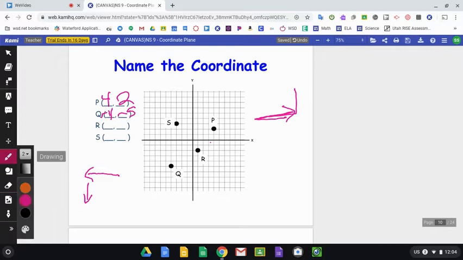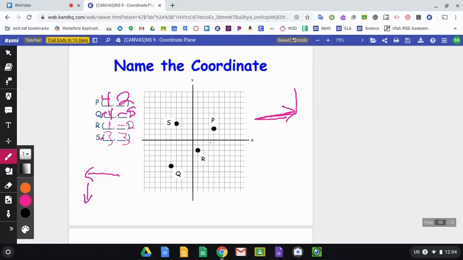All right, welcome back. Let's give you the coordinates of point R and point S. Point R, we should have positive 1 and negative 2. Point S, we should have negative 3, positive 3. I went to the left and then up.